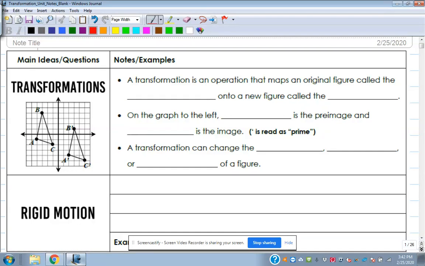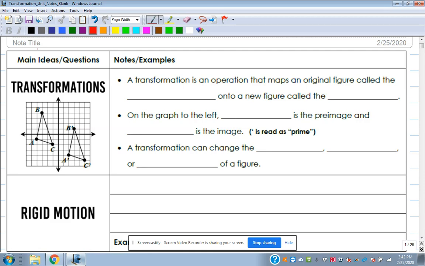All right. Transformations is what we're going to be dealing with in this particular unit. The whole thing is about different kinds of transformations that we're doing. A transformation is an operation that maps or moves one point of an original figure to a new figure, whether it takes it and stretches it out, makes it bigger, shrinks it down, makes it smaller, flips it over, or rotates it. There's all kinds of different ones that we're going to do.